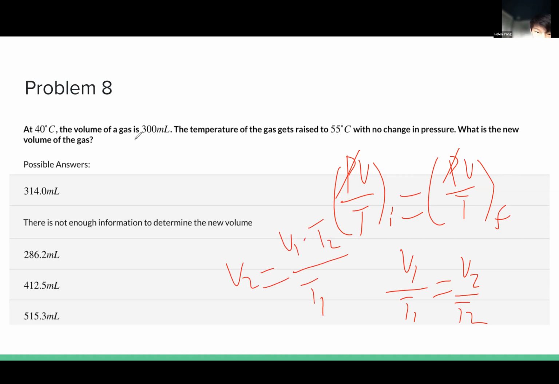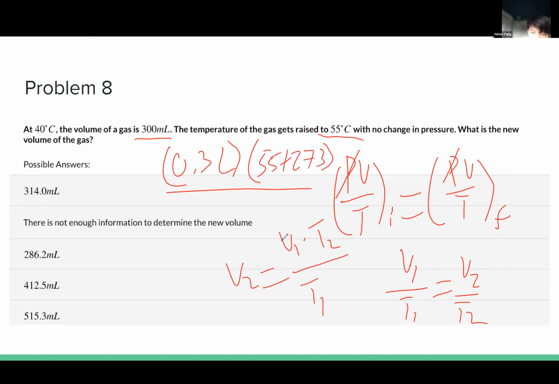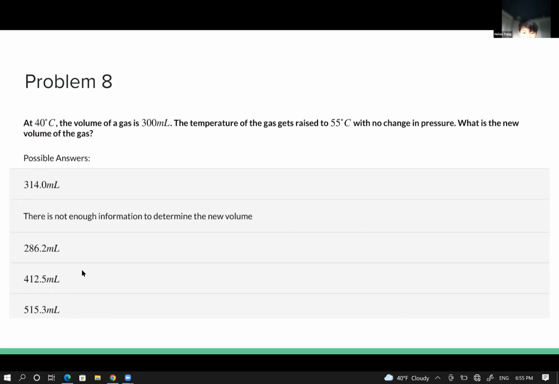We're given 300 milliliters, so V1 would just be 0.3 liters. And then that's times T2, which is 55 degrees Celsius. But we have to write the temperature in Kelvin, so it's 55 plus 273. And then divided by T1, which is 40 degrees Celsius. Again, we have to write it in Kelvin, so it'll be 40 plus 273. And you would get 0.314 liters. So here is the answer.